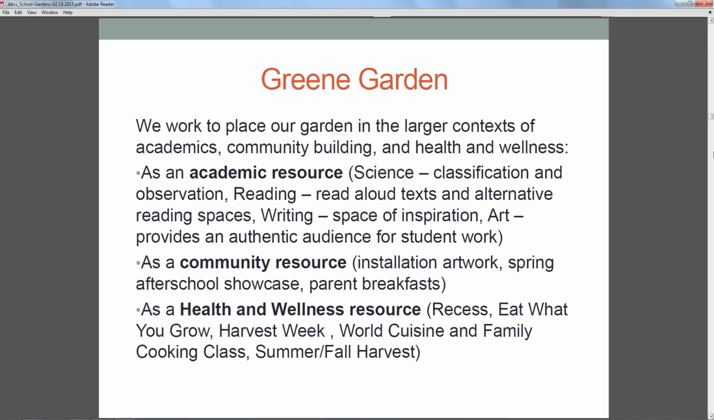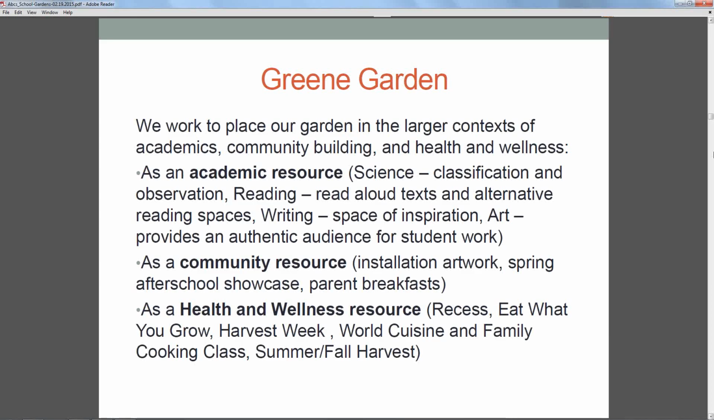And then obviously as a health and wellness resource, we use the outdoor space for recess, but in addition to that, we also do things like Eat What You Grow, so they bring the veggies into the cafeteria a couple times a year. Those get showcased, and then they get put on the food line so that kids actually have an opportunity to taste what is being produced in our garden.